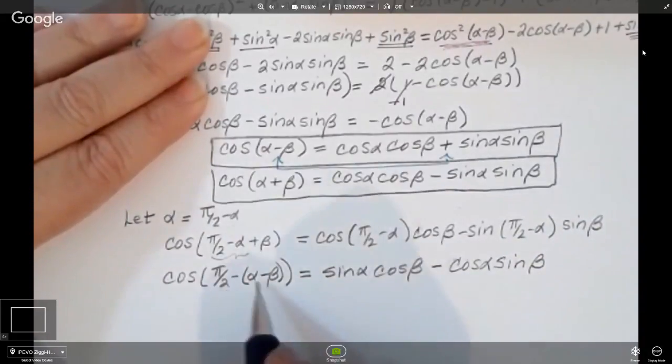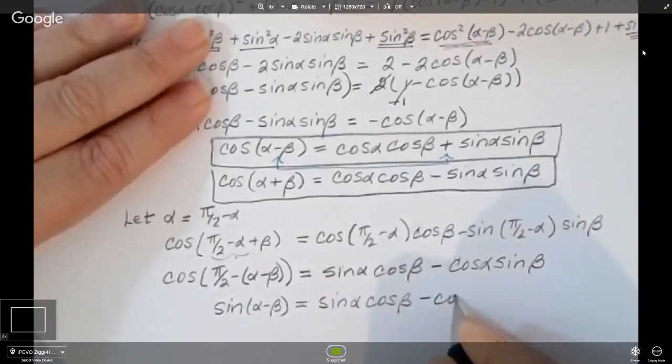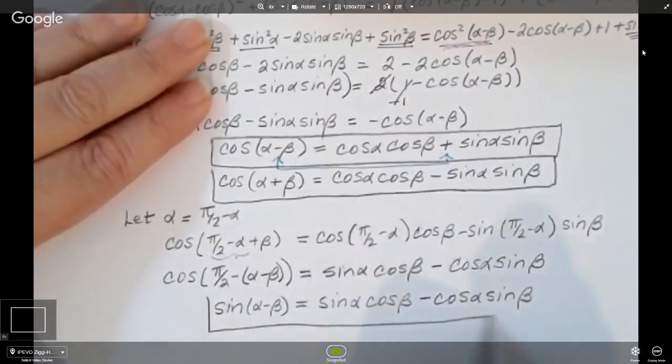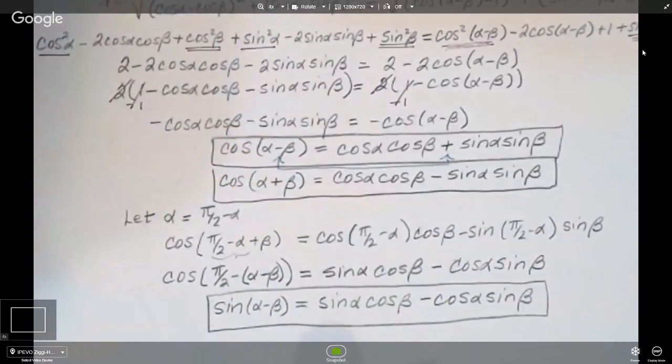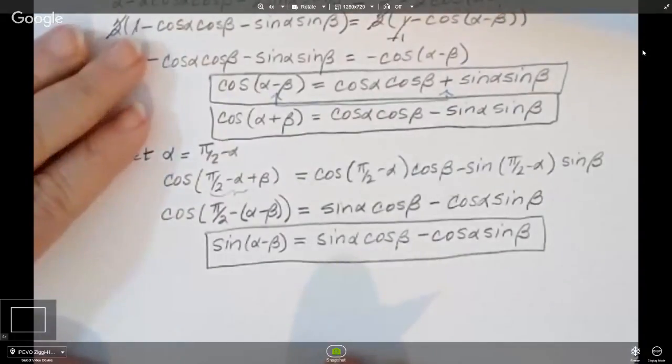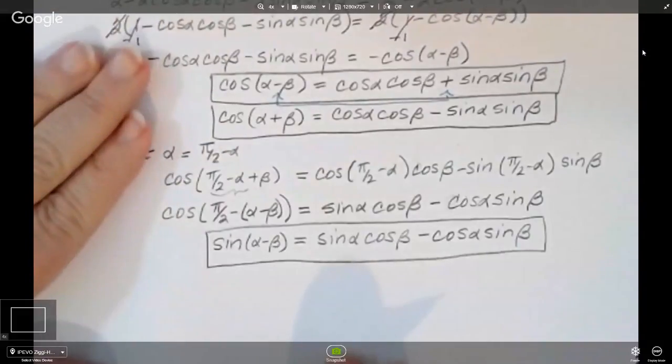Now this side, since it's pi over 2 minus some angle, is going to be the sine of that same angle. So this is going to be the sine of alpha minus beta equals the sine of alpha, cosine of beta, minus the cosine of alpha, the sine of beta. And there is the identity for the sine of the difference between two angles.